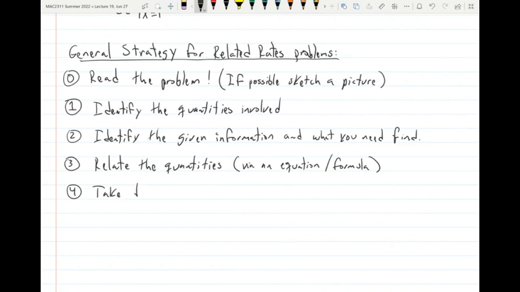Take the derivative with respect to the common variable. Typically this common variable is time, t, and solve. Okay, and solve for the desired information.